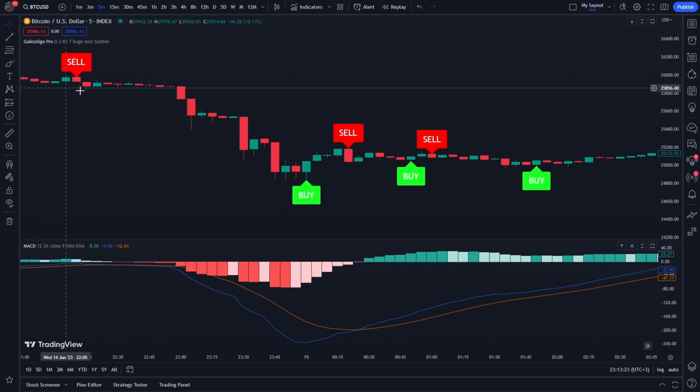As you can see, GainzAlgo gave this very great sell signal here. Well, all the signals are great, but anyway, the first signal here played out very well as there was a huge drop.